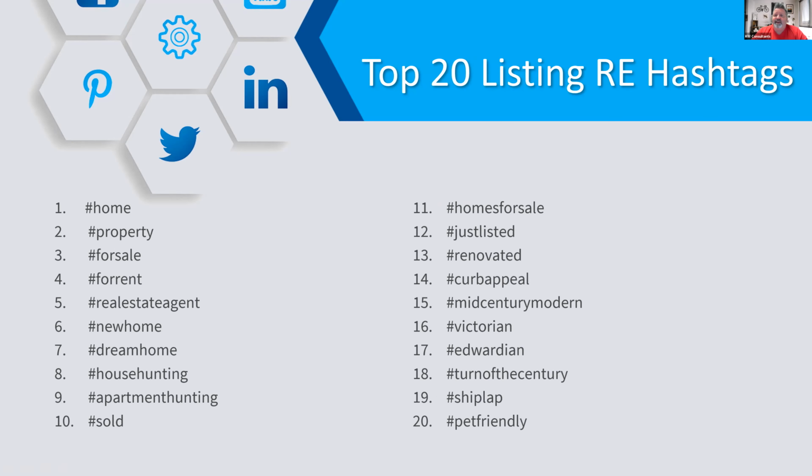Being a little more specific, here's the top 20 listing real estate hashtags from Instagram. I'm trying to break them down into different categories for you so you can see different ways. Home, property, for sale, for rent, real estate agent, new homes, dream homes, house hunting, apartment hunting, hashtag sold.